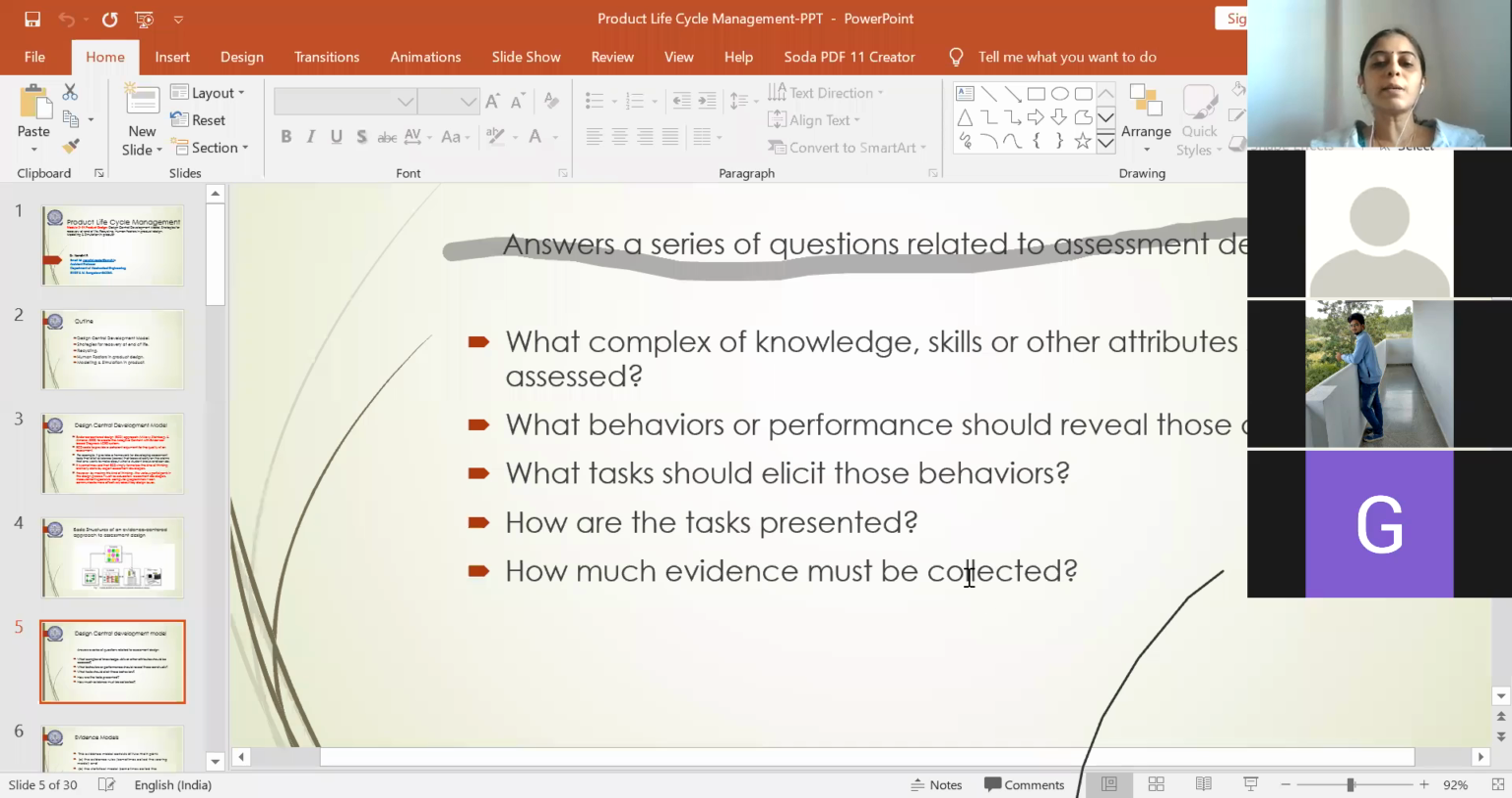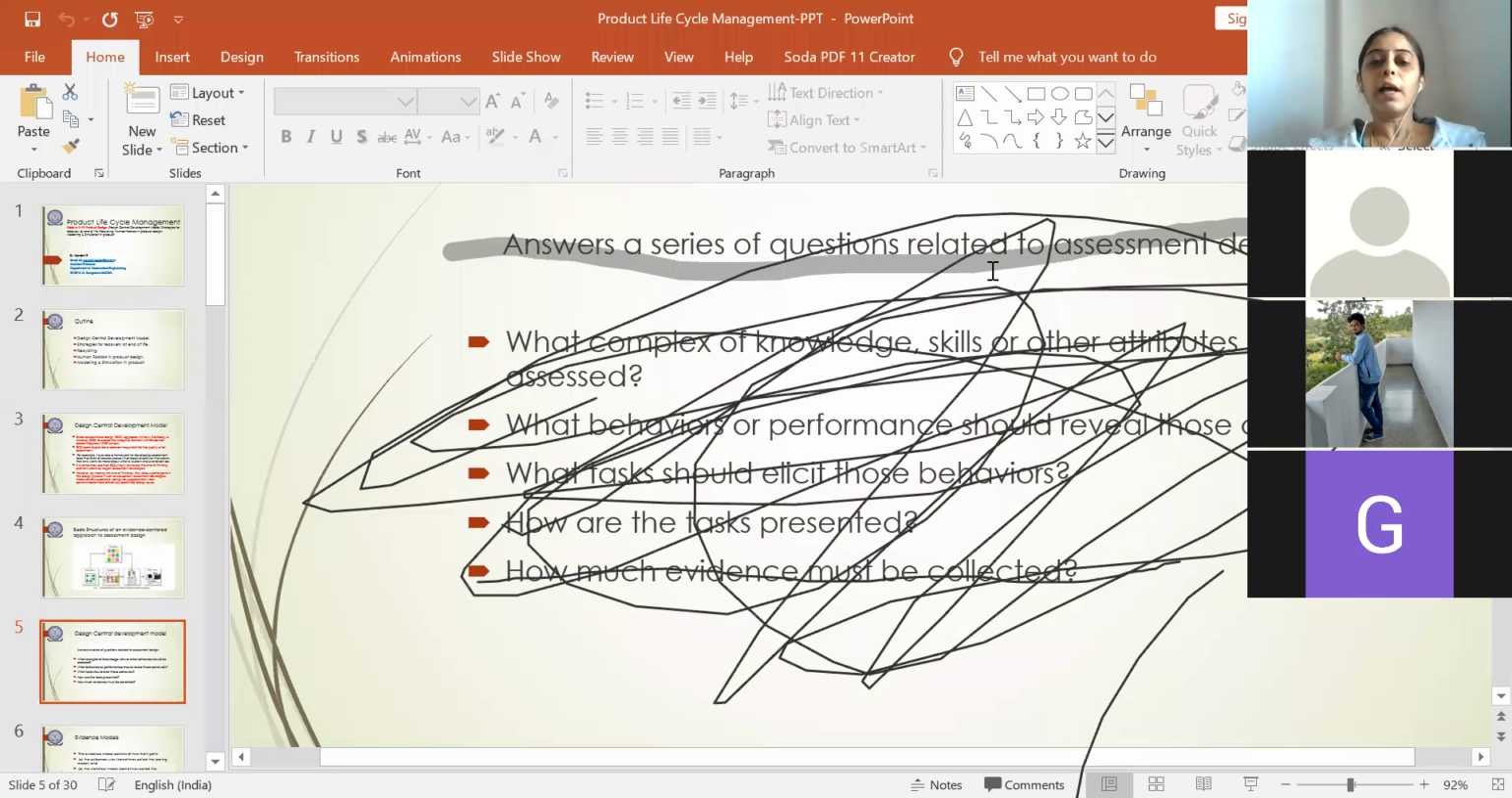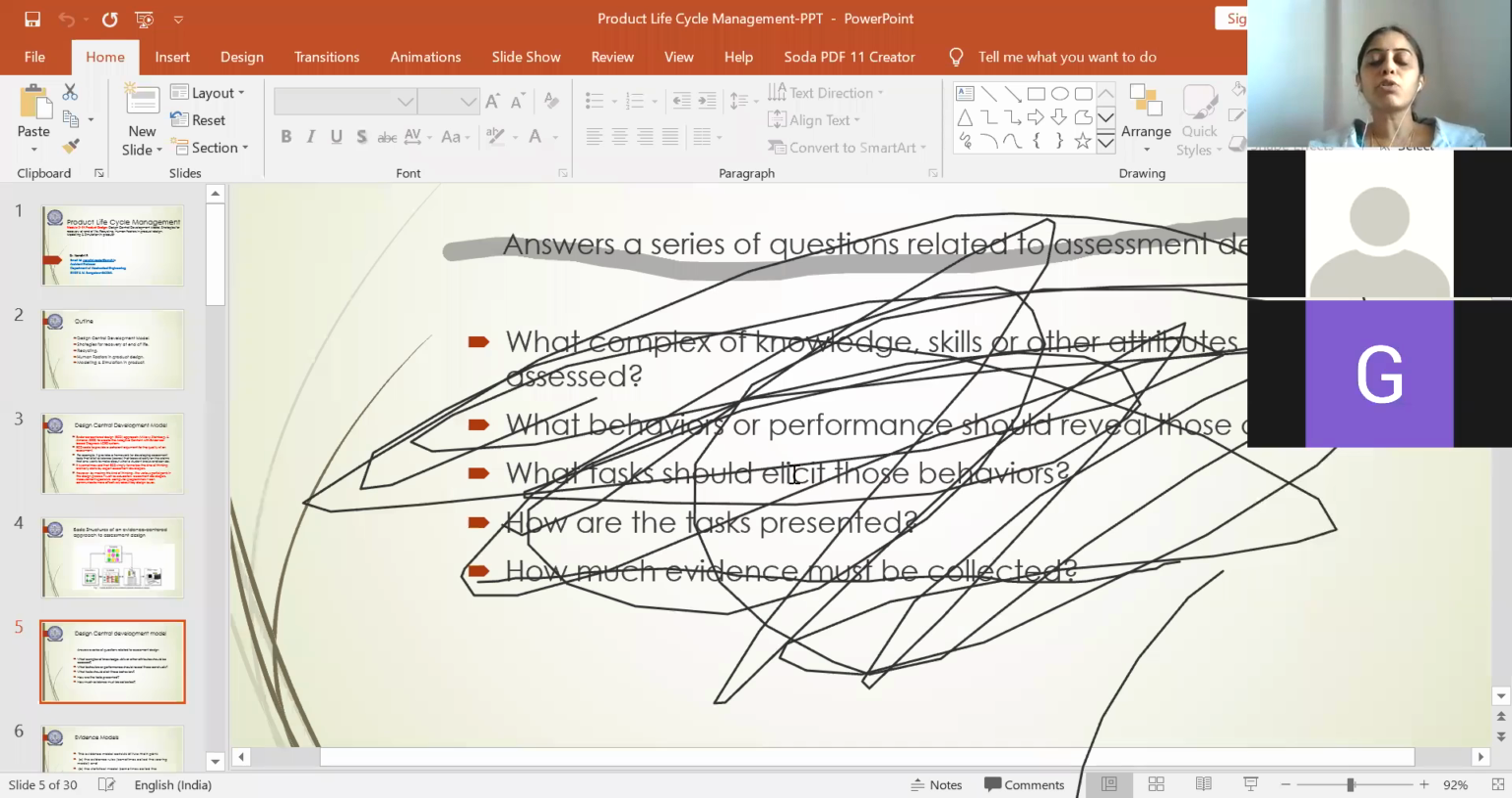So in order to assess a model, they should have some proof. So the assessment mainly depends upon how much evidence is collected related to that particular product and how the tasks of the particular product are oriented. So every part will have different tasks. So what tasks have to be evaluated, that has to be presented. And then what tasks should elicit those behaviors. So the behaviors of the design, how it will be with respect to the task which has been given.